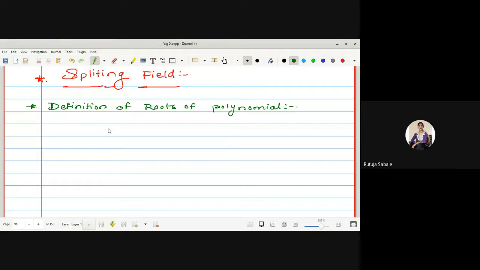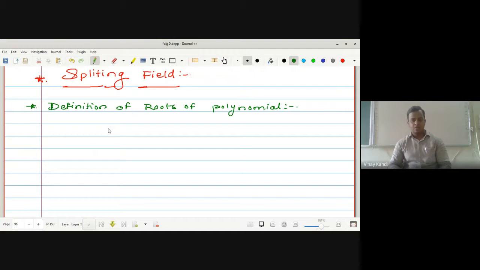The number which satisfies the given polynomial is called a root of that polynomial.